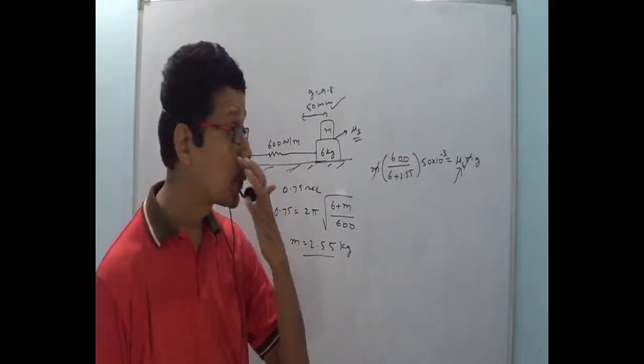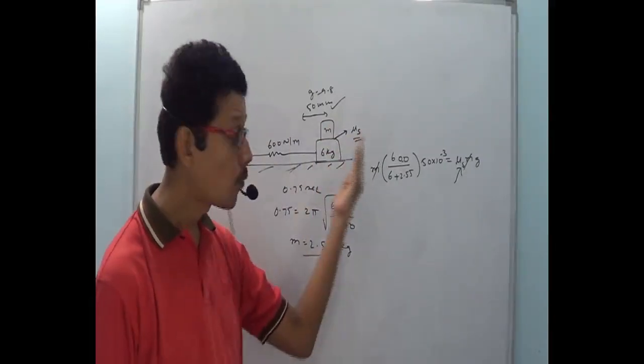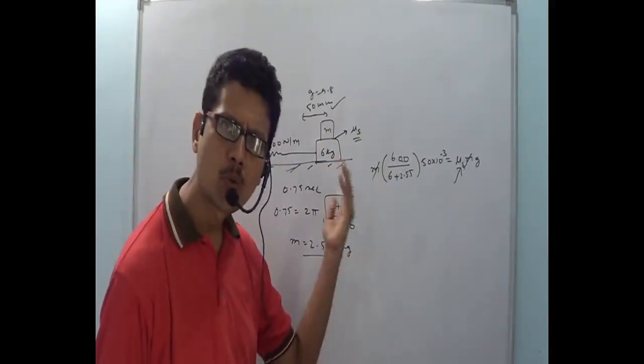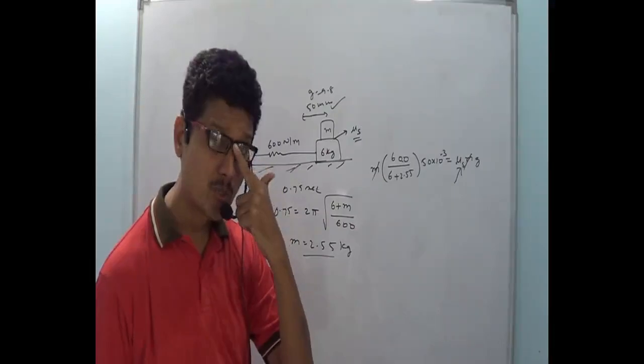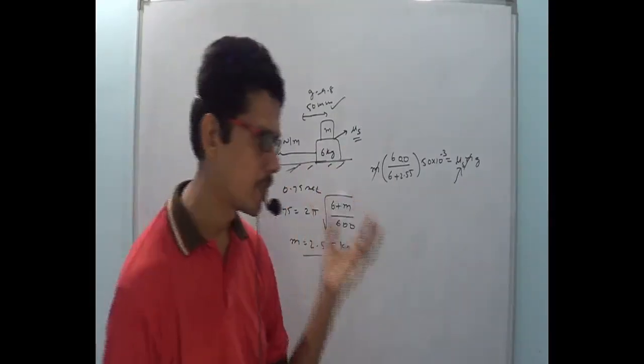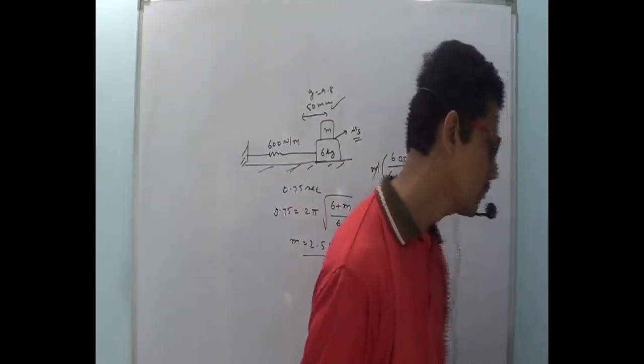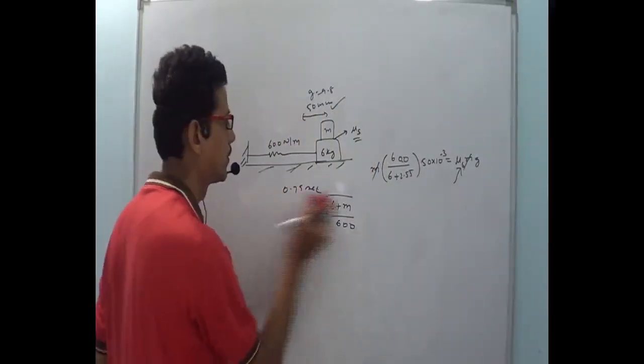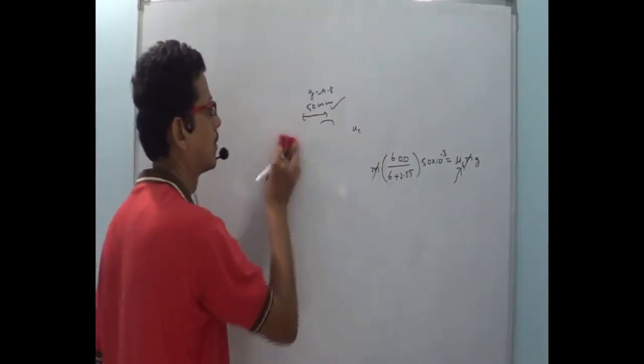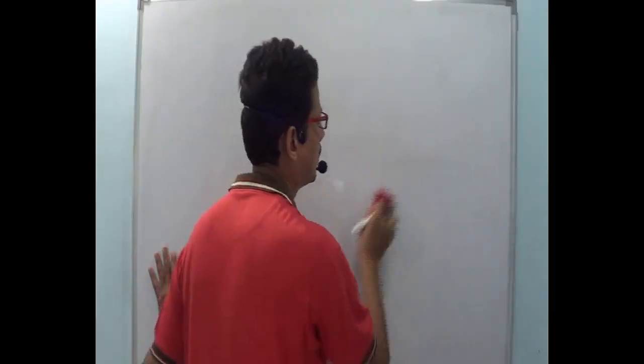So upper mass ko, what is making the top mass to oscillate? Only the friction, na? Friction is only making the top mass to oscillate. Okay. Next. Next question.